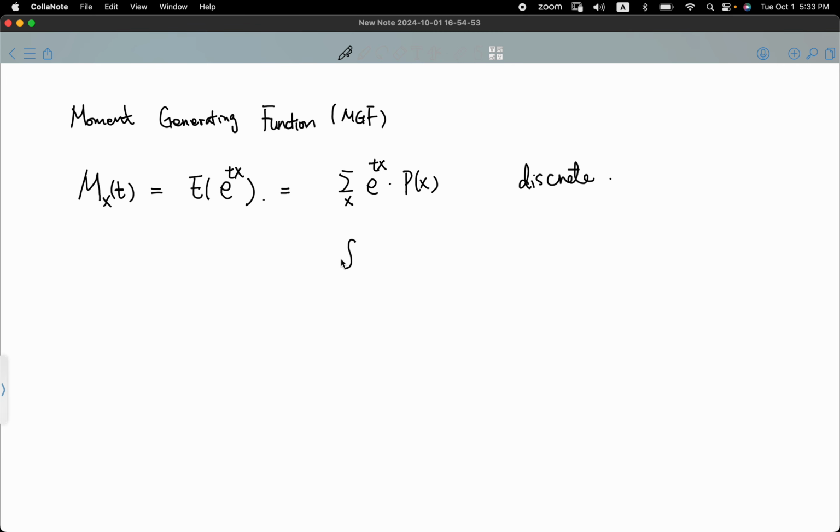Let me also just complete e raised to the power of tx, and then f of x for the probability density function, dx, and this is for the continuous case.